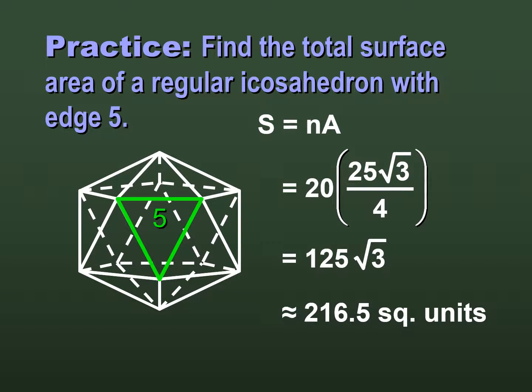And if you were to multiply 125 times the square root of 3, you get approximately 216.5. However, you don't have to multiply. You can just leave your answer as 125 times the square root of 3.